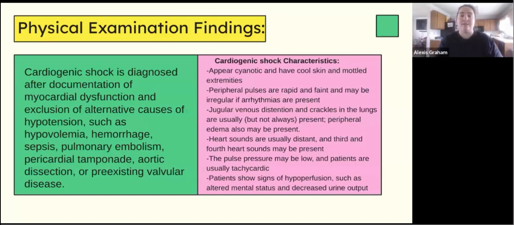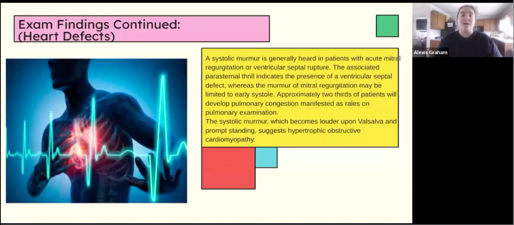And then patients show signs of hypoperfusion, such as altered mental status and decreased urinary output. Exam findings continue. This is more so on the heart defect side. So a systolic murmur is generally heard in patients with acute mitral regurgitation or ventricular septal rupture. The associated parasternal thrill indicates the presence of ventricular septal defect, whereas the murmur of mitral regurgitation may be limited to early systole.